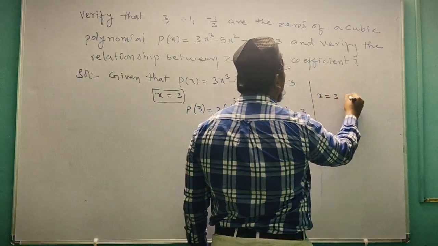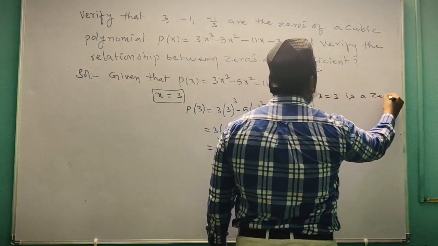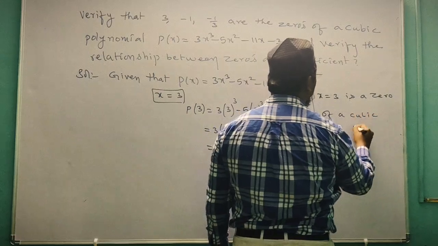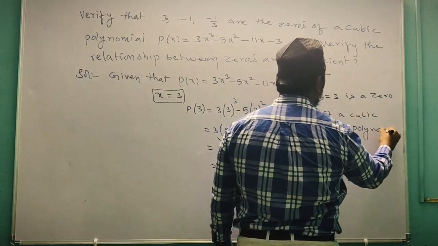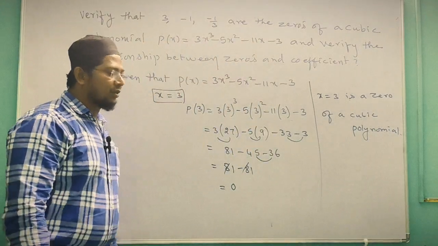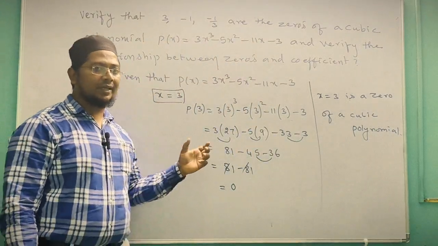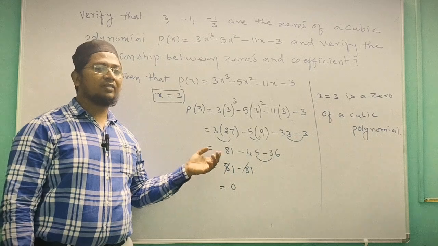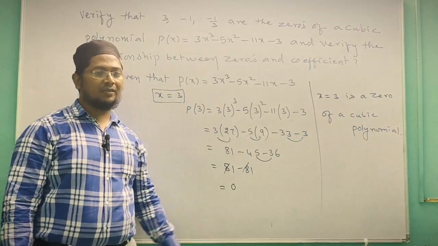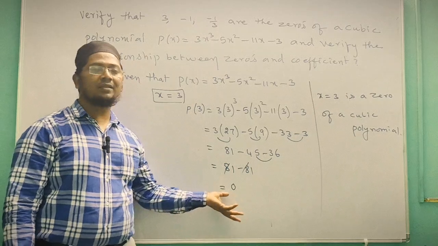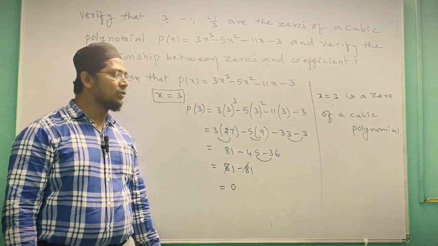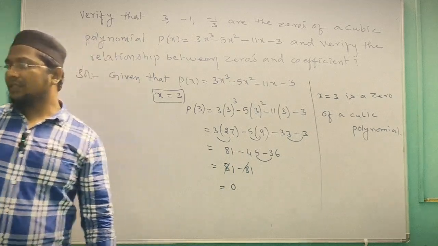x is equal to 3 is a zero of a cubic polynomial. This first one is true. We have checked x is equal to 3 is a zero of the polynomial, because in place of x we are writing 3, substituting. So what we get? Yes, we get the 0 answer, which means x is equal to 3 satisfies the equation. We got the answer 0. x is equal to 3 is a zero of a cubic polynomial. We have to check the second one.